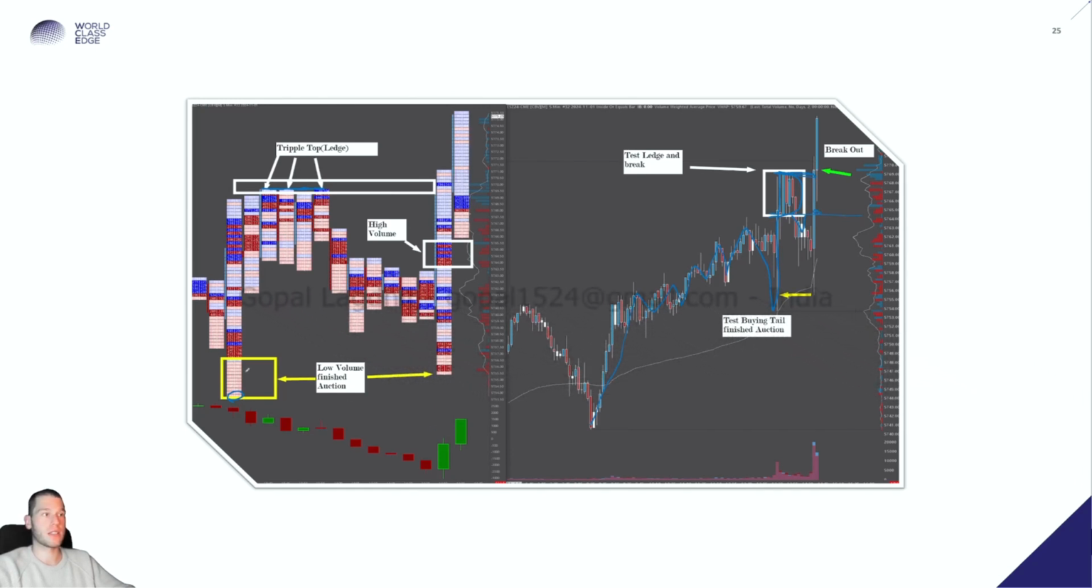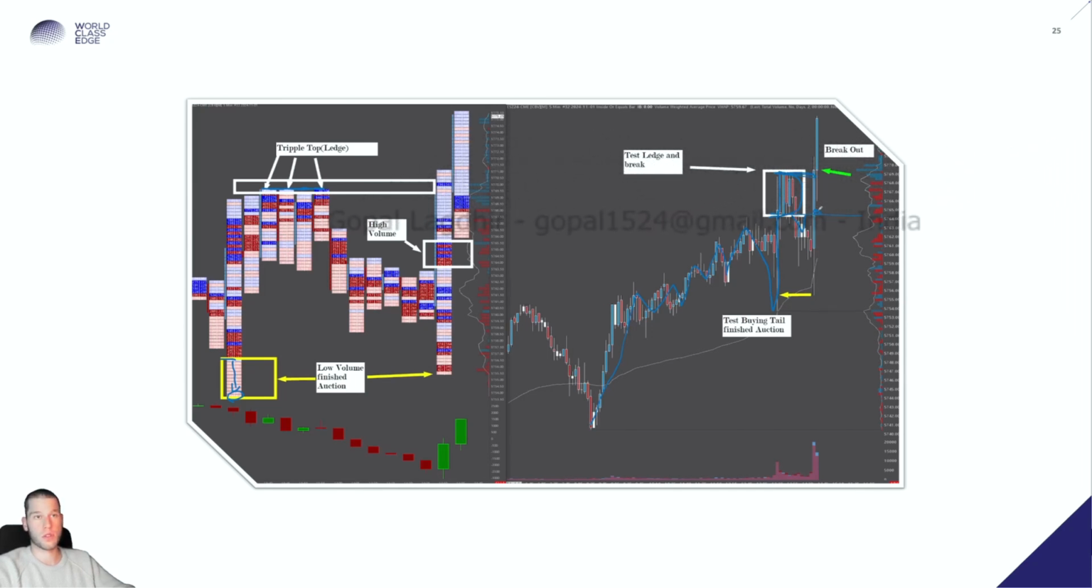But we also have a test of the low volume, of the most extreme low volume, and you can see less and less contracts are traded the more we go to the extreme. So we can also look for a test of the finished auction or low volume area of the finished auction. In this case it is the wick. Search for a long trade here.